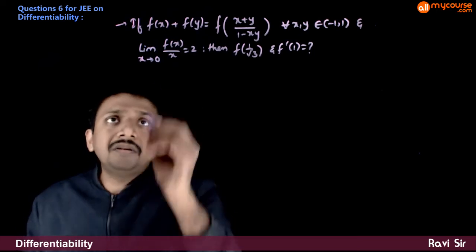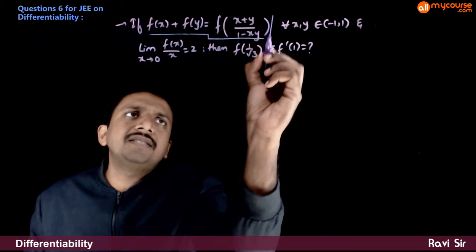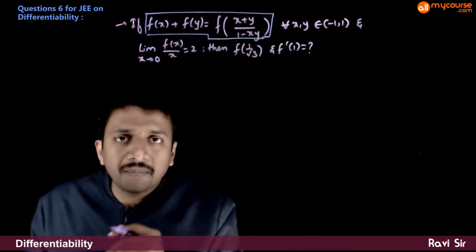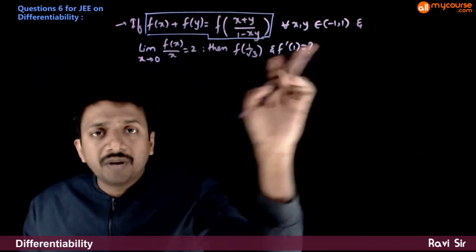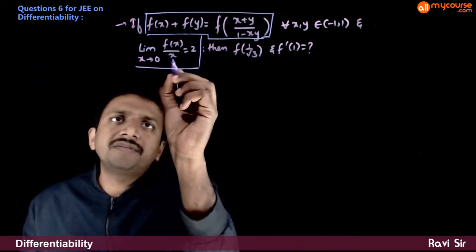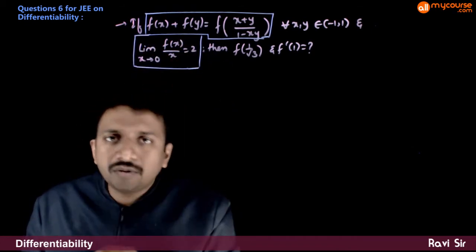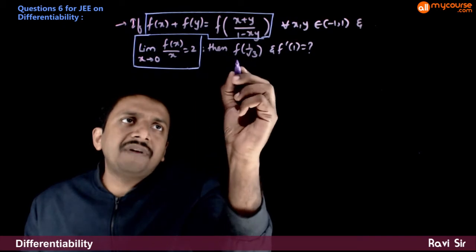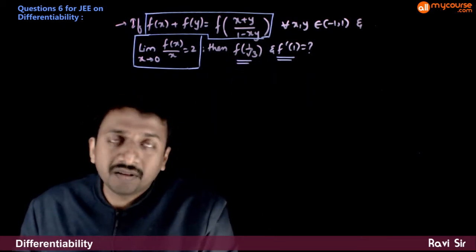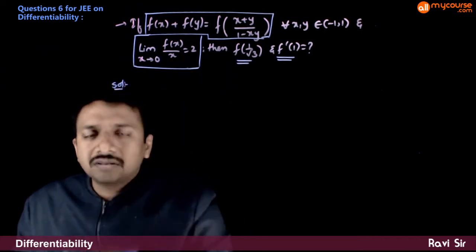In this question, you are given the functional equation f(x) + f(y) = f((x+y)/(1-xy)) for all x belonging to (-1, 1), and the limit as x tends to 0 of f(x)/x is equal to 2. You're asked to find f(1/√3) and f'(1). Again, this is a functional equation.